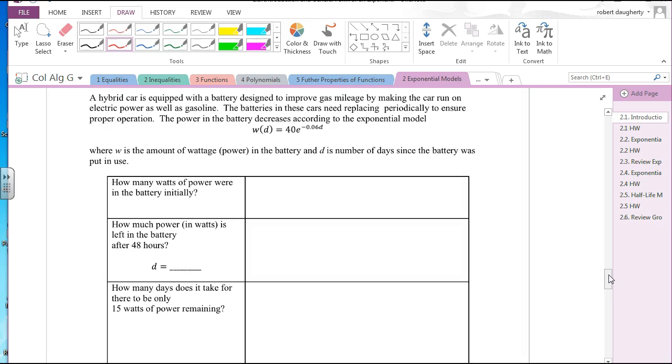How many watts are initially in this battery? 40. Okay, don't miss this question. 40 what? 40 watts. That's how much power is initially in this battery. You can just look at the model and see that. Okay, how much power in watts is left in the battery after 48 hours?